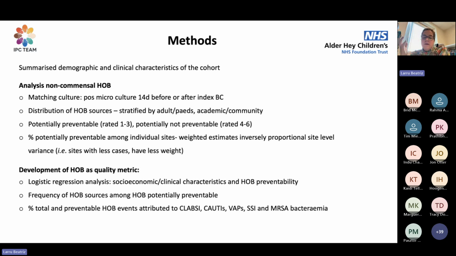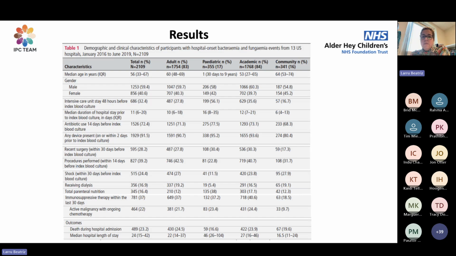But they also wanted to think about how hospital-onset bacteremia relates to the current surveillance system that we have in place. So they also looked at how many of the hospital-onset bacteremia events were attributed to the biggest categories that we already surveil in the States, which are CLABSI, CAUTI, VAEs, SSI, and MRSA bacteremias. So that's the methods of the paper, and we go into more detail on the results.